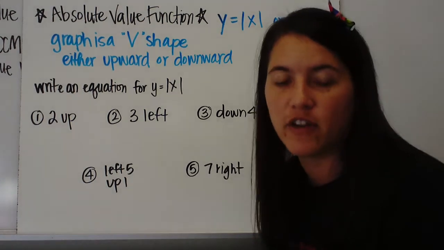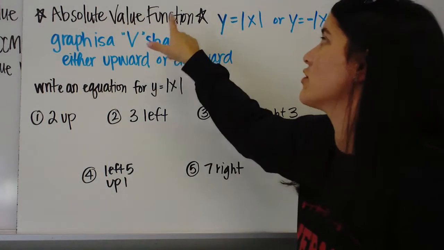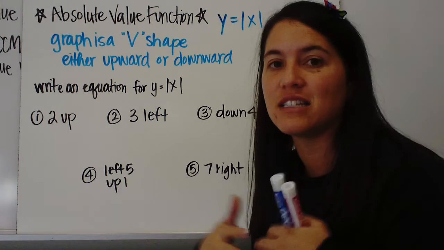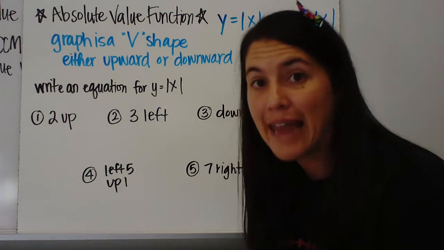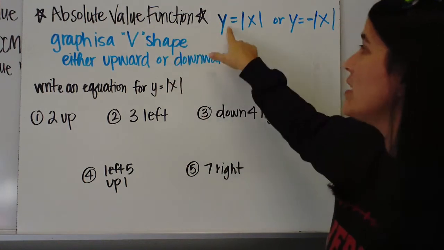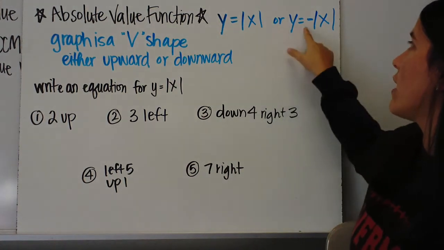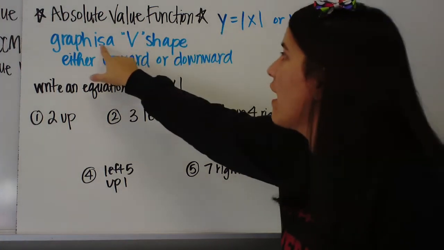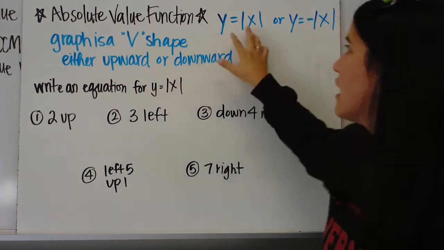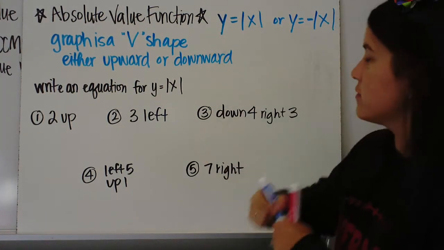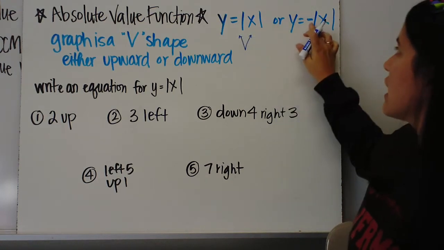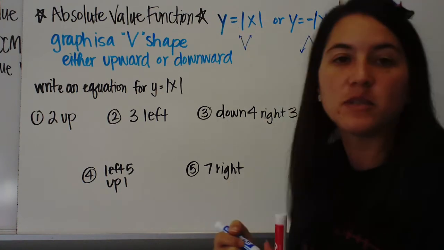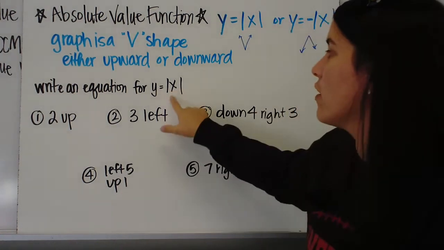There's a special type of function called an absolute value function. If you remember, absolute value is when you have the number inside the bars, and basically it's the distance away from 0. So it's never going to be negative inside the absolute value. We denote it with y equals the absolute value of x, or y equals the opposite absolute value. So sometimes you'll have a negative on the outside. The graph is V-shaped, either upward or downward. If it's like this, the V is going to go upward. If it's like this, the V shape is going to go downward. So upward, downward. Let's practice writing some equations for absolute value.